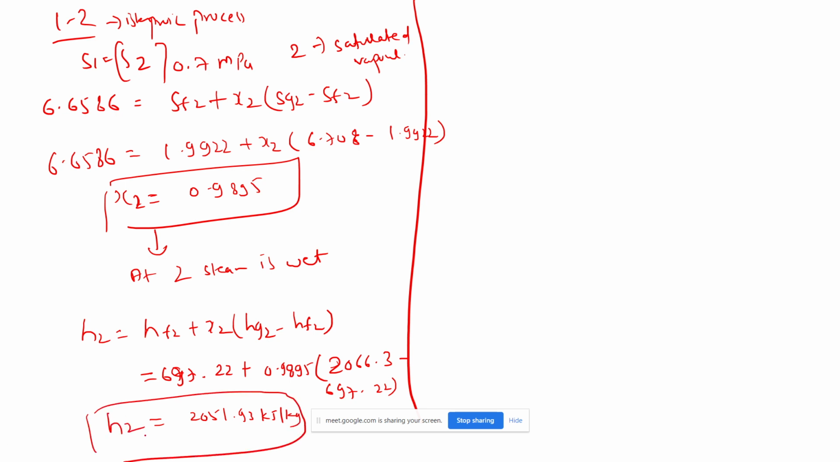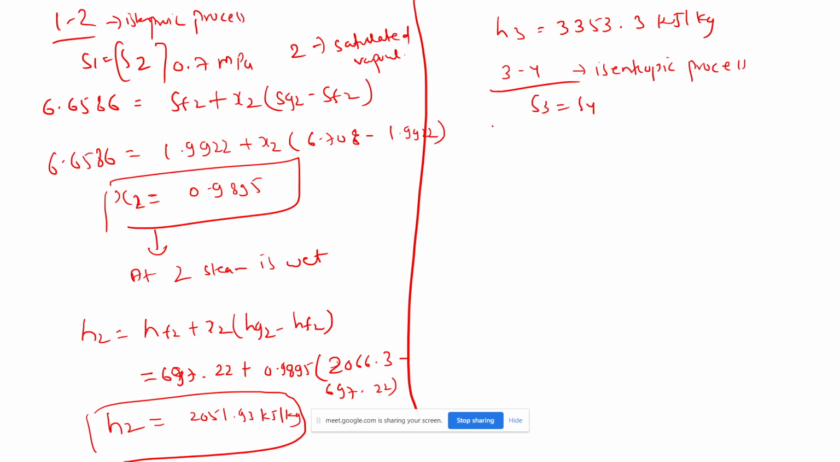Now again, they have mentioned the value of H3 in the question. What is the value of H3? 3353.3 kilojoule per kg. Now from 3 to 4, it is also turbine work and an isentropic process. So again S3 will be equal to S4. S3 they have also given in the problem. What is the value of S3? 7.7571 kilojoule per kg Kelvin.